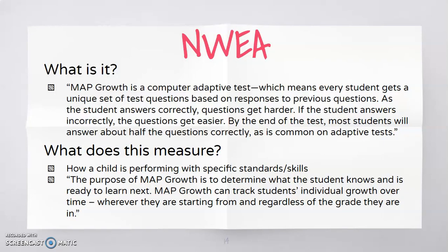NWEA. So that's another standardized test. Again, it's a computer adaptive test. So each student's going to get on NWEA a unique set of questions. And as they answer correctly, the questions get harder. So it's based on their responses. If they answer incorrectly, the questions get easier. So it's very adaptive. So it's going to measure, again, just like iLearn, how they're performing with specific skills and standards.